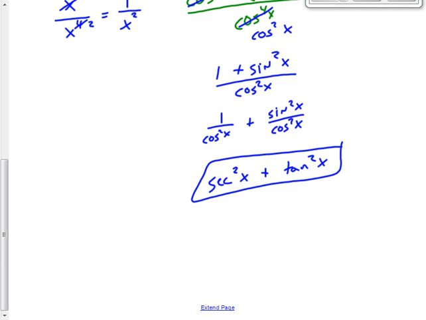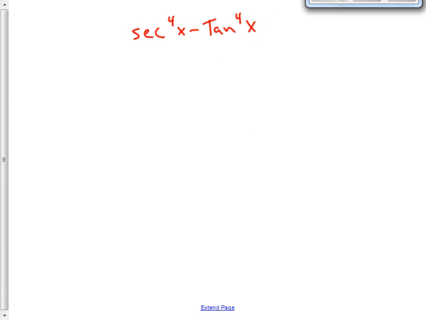Now let's take a look. Let's take that same exact problem and look at it in a little bit different way. Instead of following just a rote memorization type process, going through and changing sines and cosines, we can look at this in a more mathematical way.